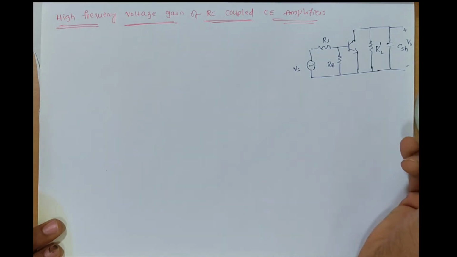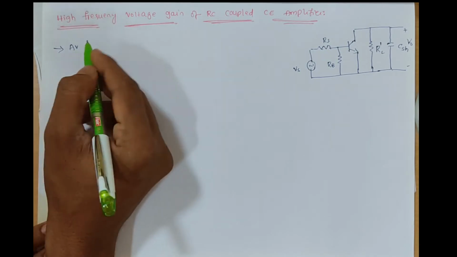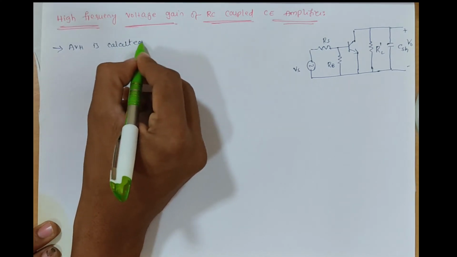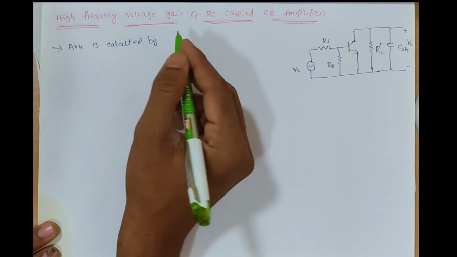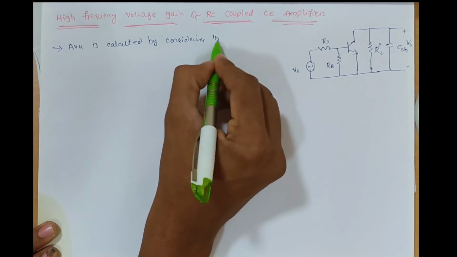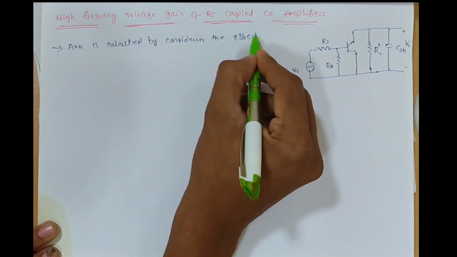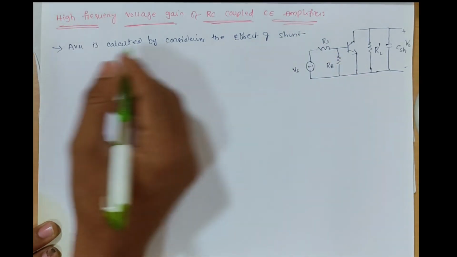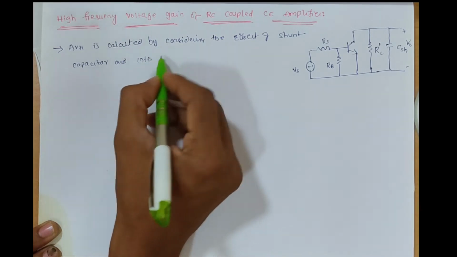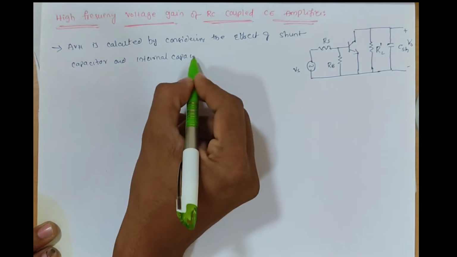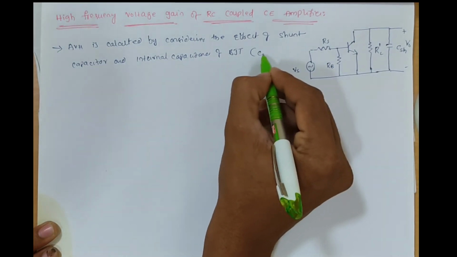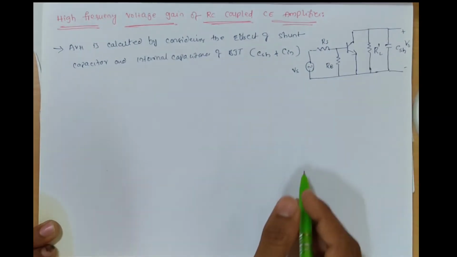Now we need to calculate AVH. AVH is the voltage gain at higher frequency, calculated by considering the effect of the shunt capacitor and the internal capacitance of the BJT. So we can say CSH and C internal.